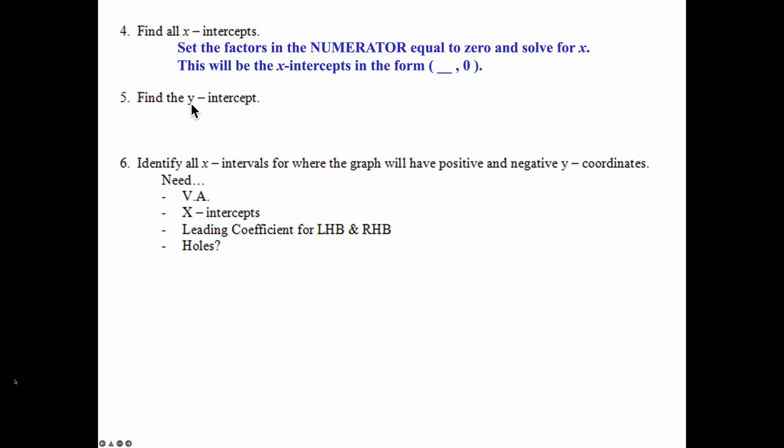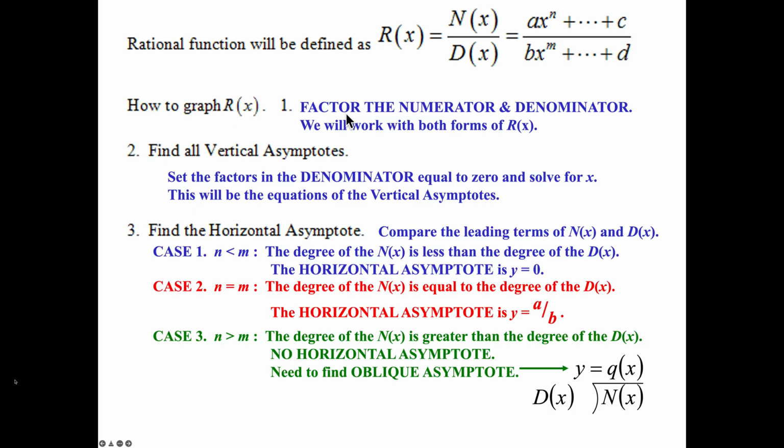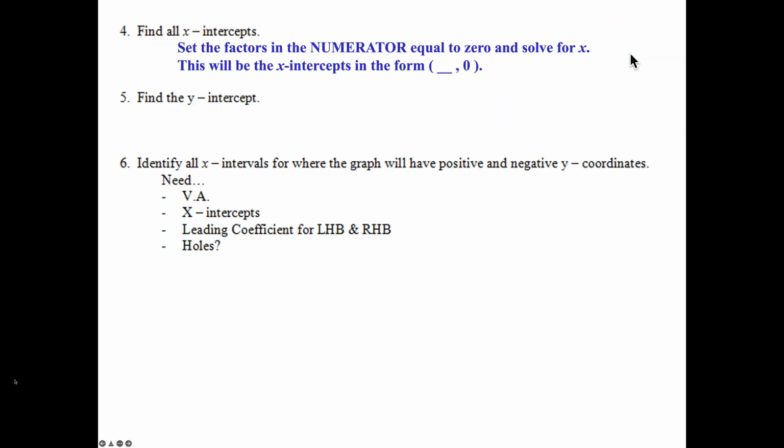Your y-intercept, this is looking at your polynomial form. Let me go back here real quick and show you. It's your constants at the end. You put 0 in for all your x's. They all cancel out, and you're left with c over d. That's my y-intercept.